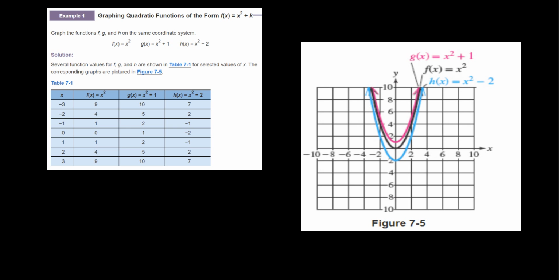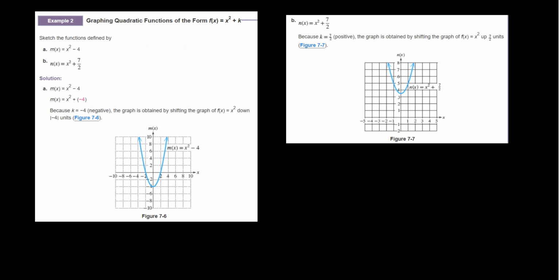Looking at this, again, go back to example 1. It's a plus 1, so we shifted up 1 unit, the pink line. It's minus 2, so we shifted down 2 units. Here we have a minus 4, so we shift down 4 units. We have a plus 7 halves, which is 3.5, so we shift up 3.5. That's the vertical shift. Now let's look at the horizontal shift.